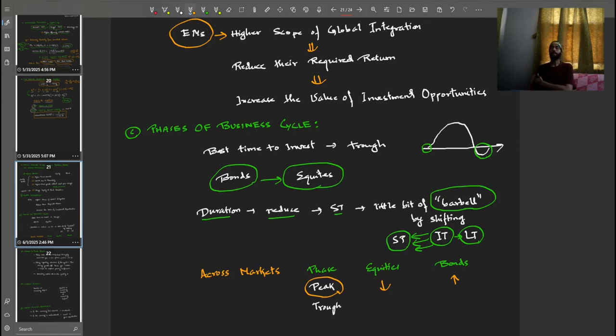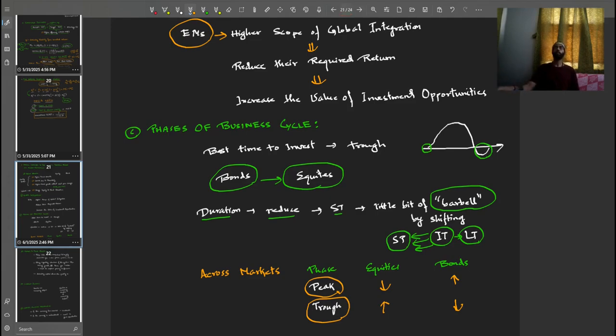On the other hand, if another market in parallel is in a trough situation, then simultaneously in that market you do exactly the opposite. That is, you increase the equities and reduce the bond allocations, or create a biased barbell portfolio, as we have said before, right? Now this duration strategy will be reversed when there is a peak. This duration reduction happens when there is a trough. This is required when there is a trough. When there is a peak, the reverse should be done. Short term should be minimized and long term should be maximized, right?